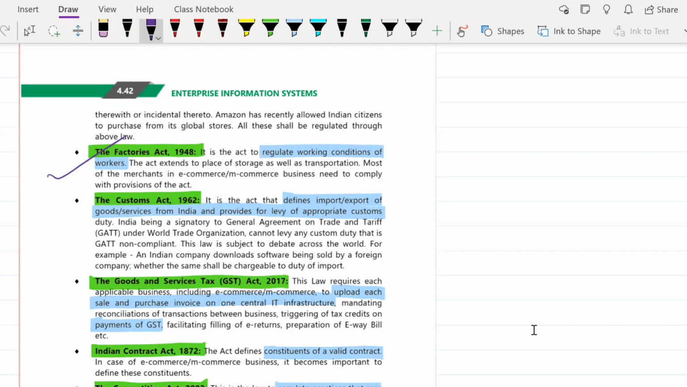Example, they'll tell that the worker should not work more than 8 hours. If he is working for more than 8 hours, then overtime should be paid. Okay, next is Customs Act.